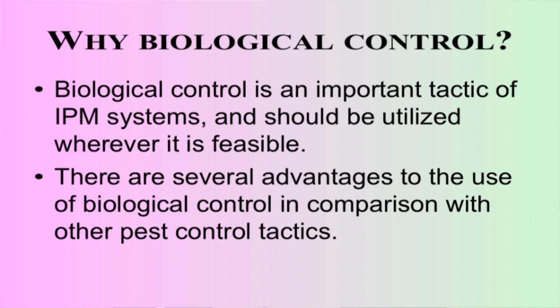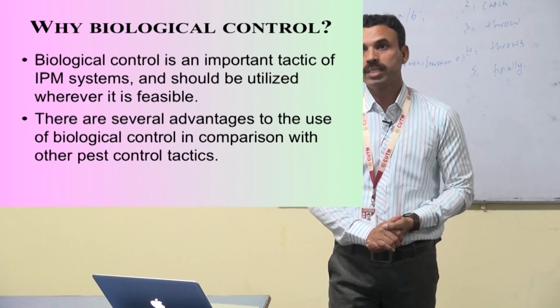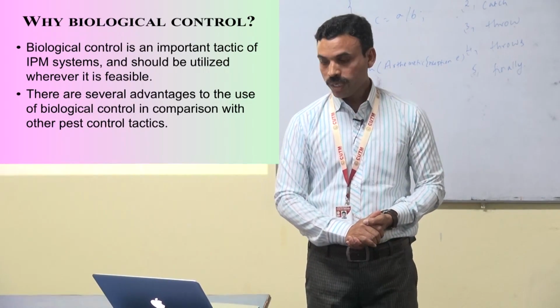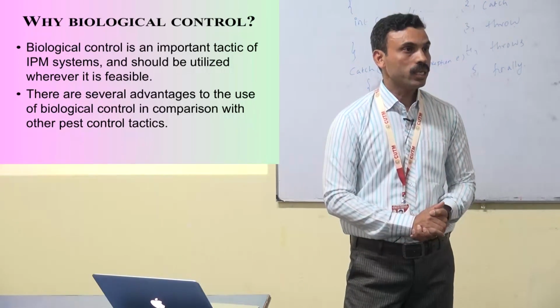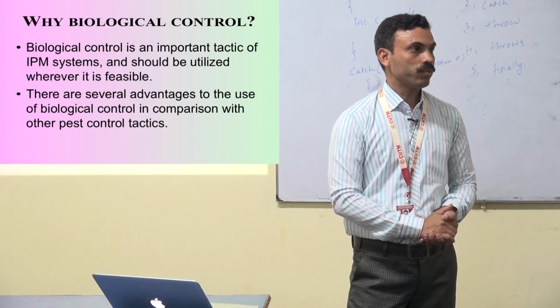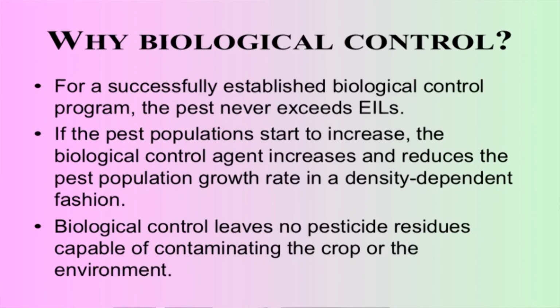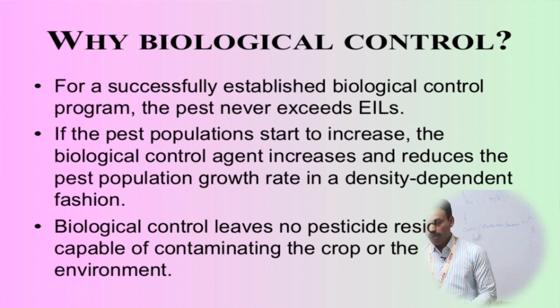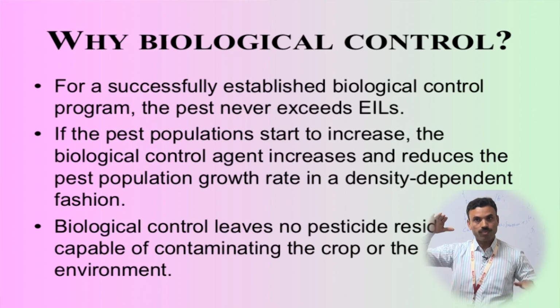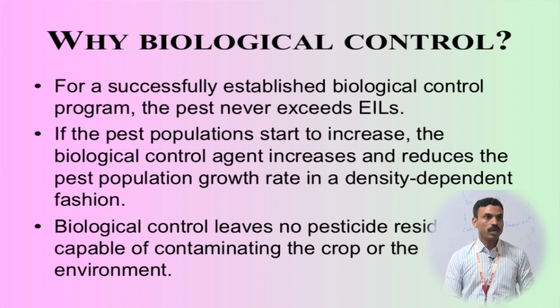So why do we want to use biological control agents? There are several advantages compared to other components which are part of integrated pest management. Once we are using biological control agents, the insect pest population will never exceed the economic injury level. If the insect population is increasing, then the population of the biological control agent will follow, and it will bring down the population of the pest in focus.